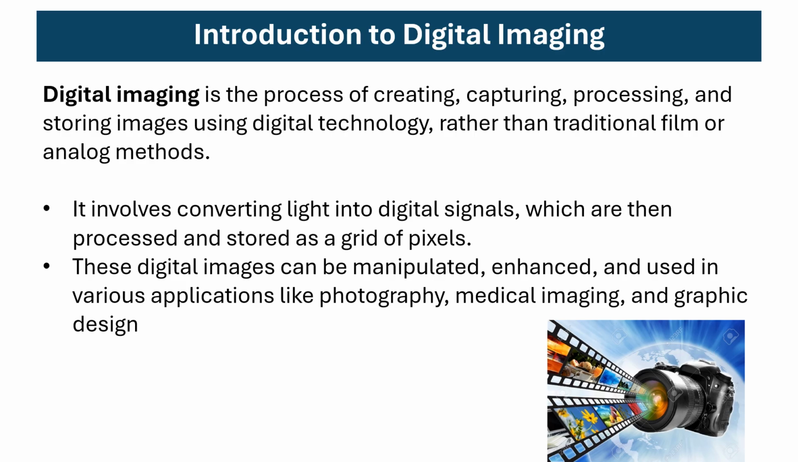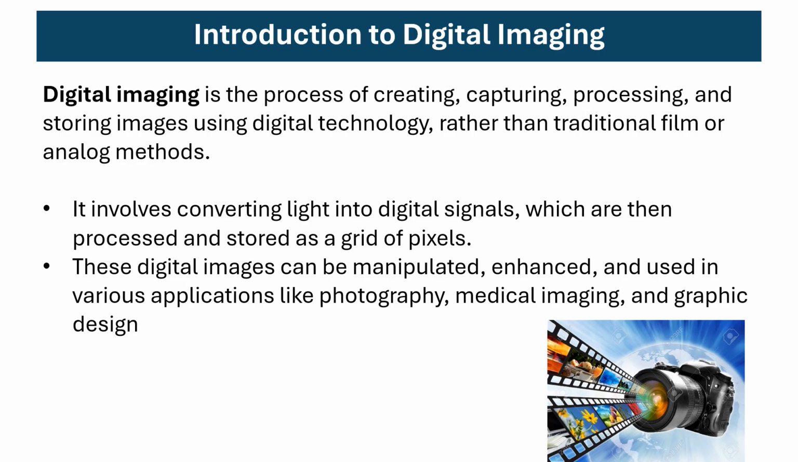So what is being done is that when you capture the image, it converts the light into digital signal, which is then processed and stored as a grid of pixels. As we said, pixels are very small representations of that image. It can be a color, hue, etc. So these digital images can be manipulated, enhanced, and used in various applications like photography, medical imaging, and graphic design. As we say, these are not analog.